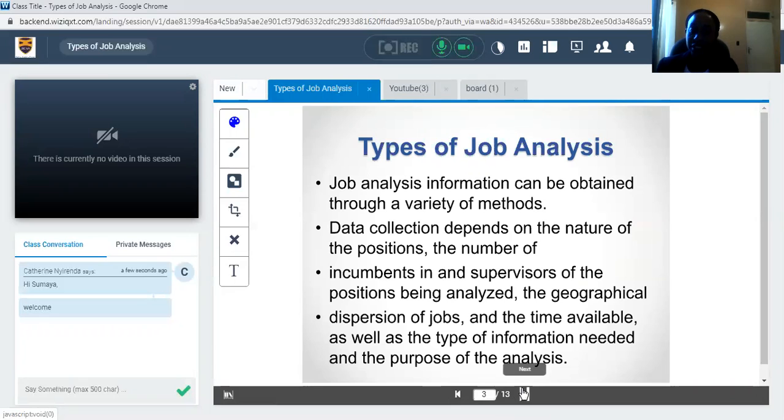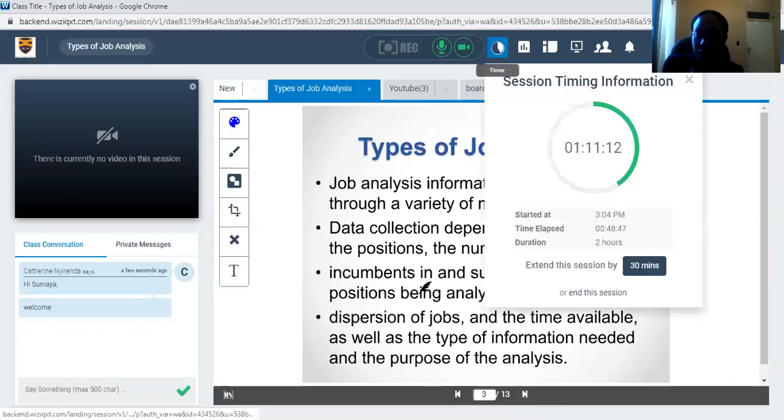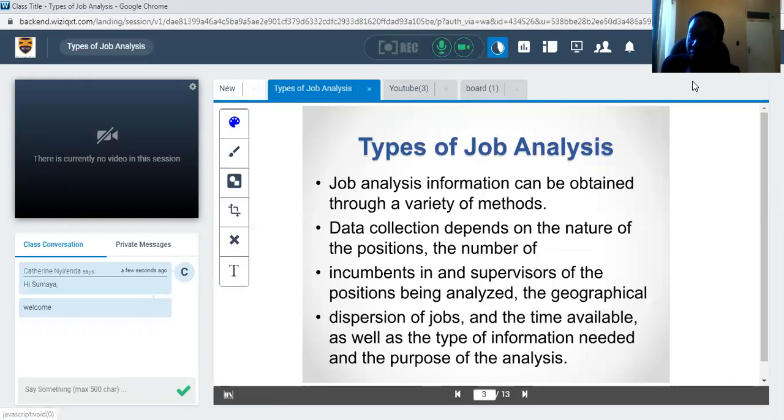Job analysis information can be obtained through a variety of methods. So the first one being observation.